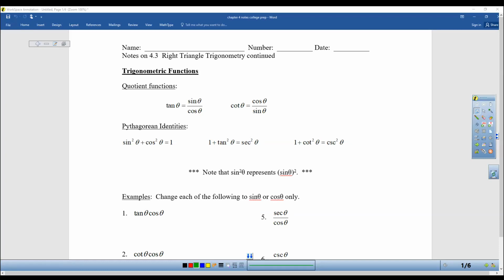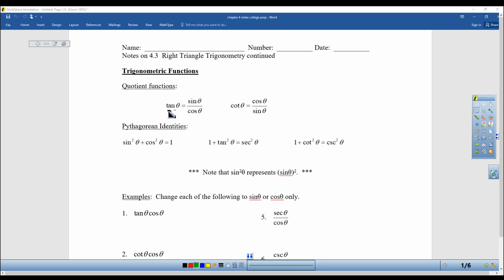Everyone, and welcome to Precalculus. Today we are in part B of section 4.3, right-angled trigonometry. In the first part of this section, we were introduced to what the trigonometric functions mean in terms of the right triangle. Now we're going to look at them as they relate to each other.